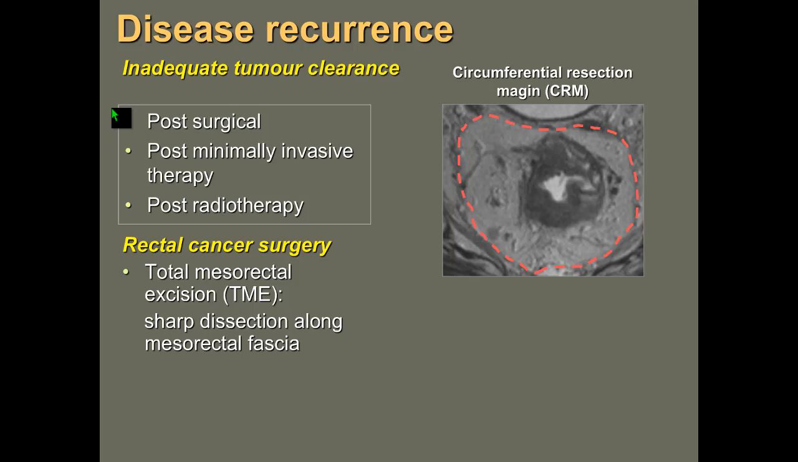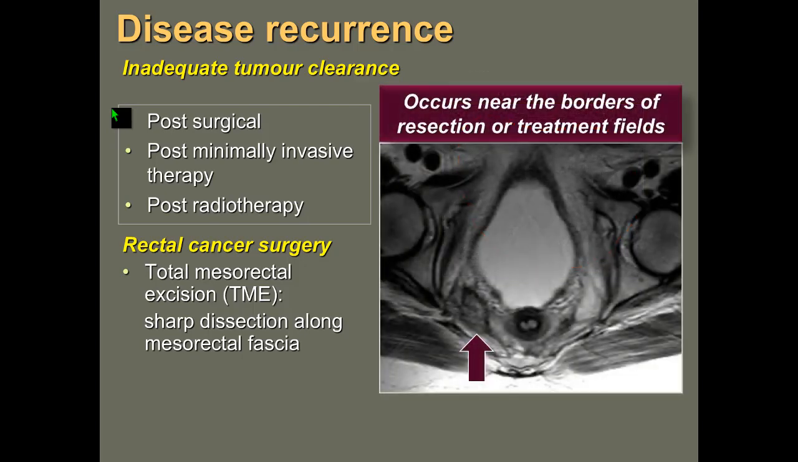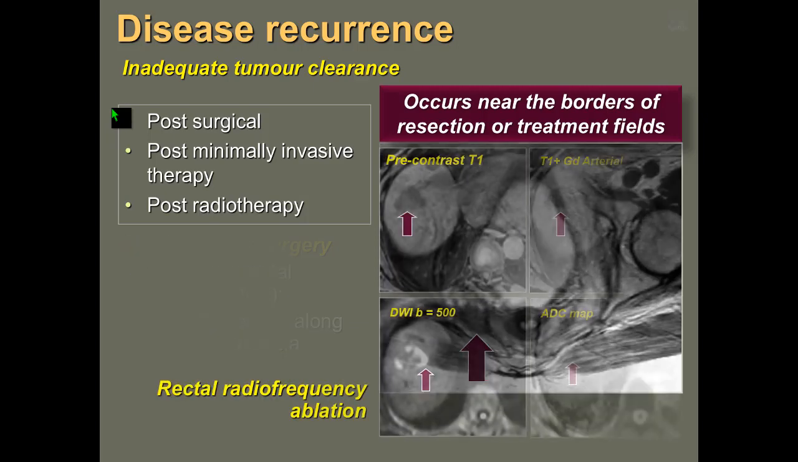And so if you imagine that if you're going to leave any tumor behind, it's going to be at the margin. So this is usually where you want to look at potential tumor regrowth. So knowing the nature of the surgery helps you to look at where the potential site of disease is going to recur. So this tends to recur at the border of the resection or the treatment fields.